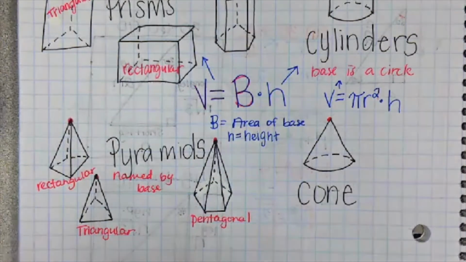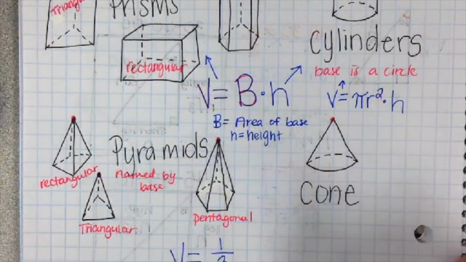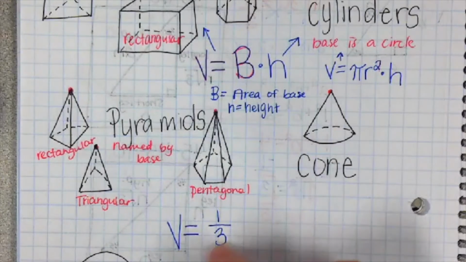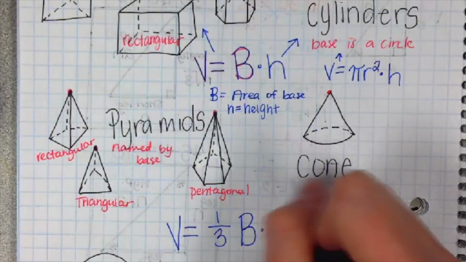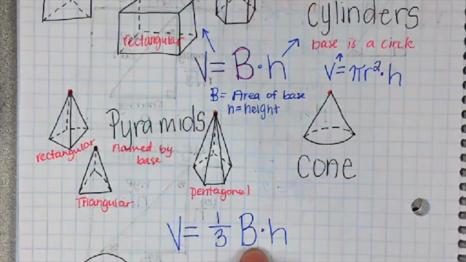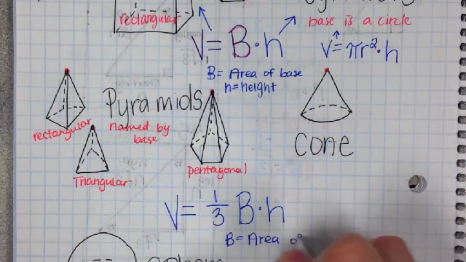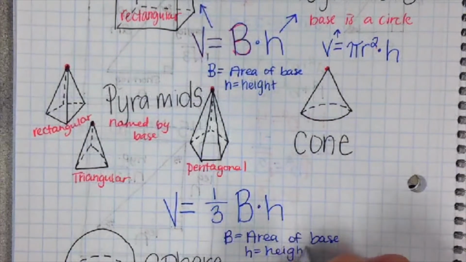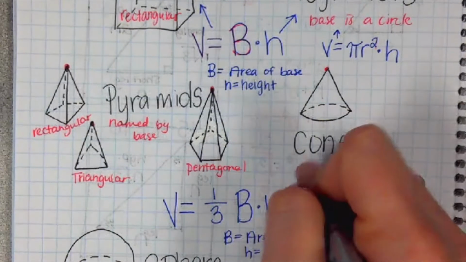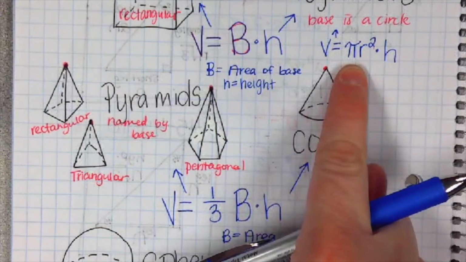So what we do for volume of pyramids is you say volume equals 1/3, and that's always the case. So 1/3 the volume of the prism that has the same base and the same height. So it's 1/3 B times H. Again, the B stands for area of base, and then the H stands for height. Cone is the same thing. It would just be 1/3 the area of the base, which is still pi r squared.